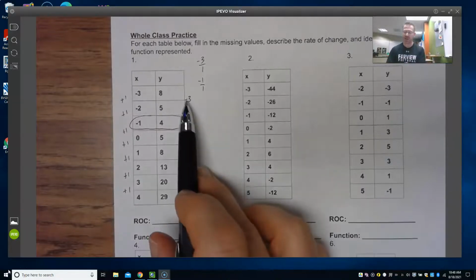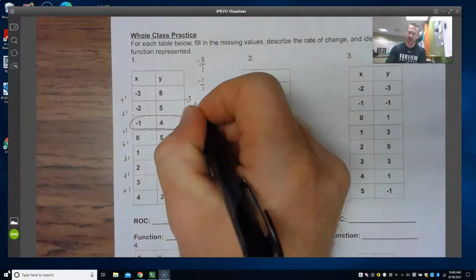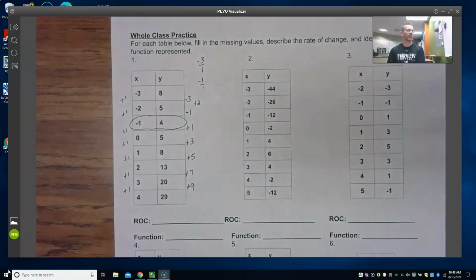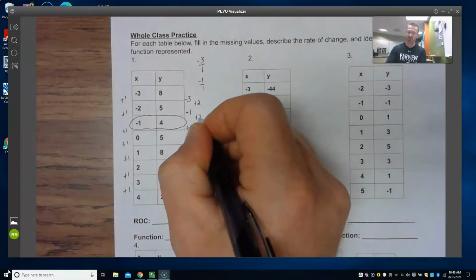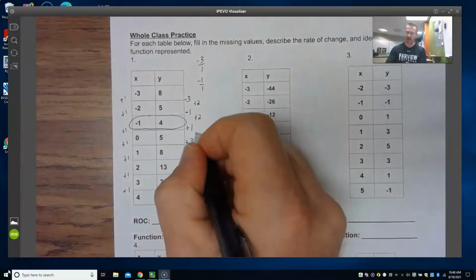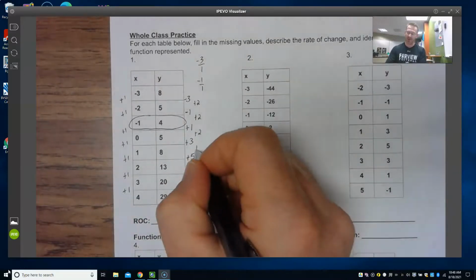So when I go from negative 3 to negative 1, notice I go up 2. When I go from negative 1 to positive 1, I go up 2. 1 to 3, up 2. 3 to 5, up 2.